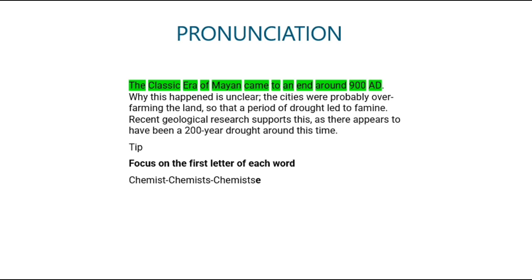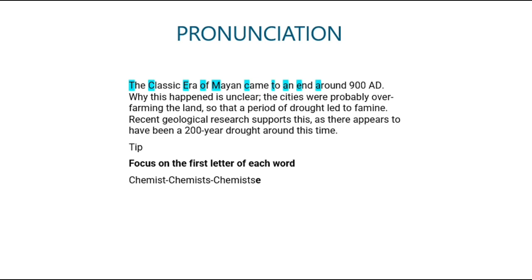Now we'll be looking at the first letter of each word. So the first letter of the word the is a T. First letter of the word classic is C. First letter of the word era is E. So pronouncing the first letter of each word or the first few letters clearly is very, very important. Because when you pronounce the first letter of each word clearly, or the first 2 to 3 letters clearly, the pronunciation of the whole word will be very clear.